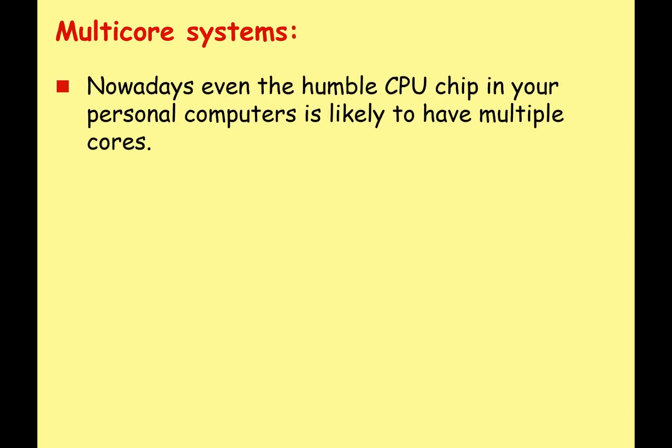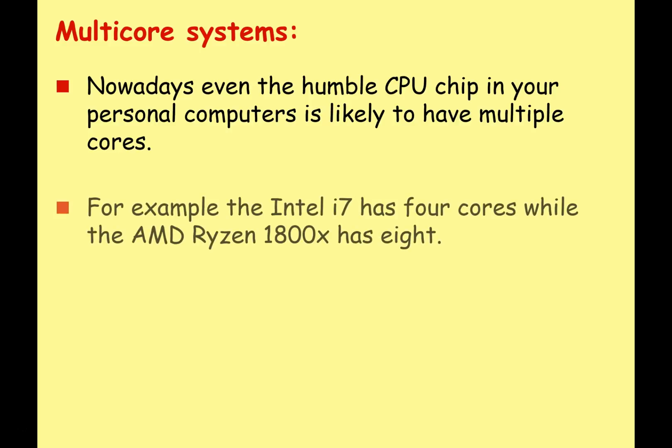Nowadays, even the humble CPU in your personal computer, your laptop, your mobile phone, your tablet is almost certainly going to have multiple cores. For example, the Intel i7 chip has 4 cores, while something like the AMD Ryzen 1800X has 8. Even a budget chip like the Intel i3 is usually a 2-core system, so it's still going to be a multi-core system.